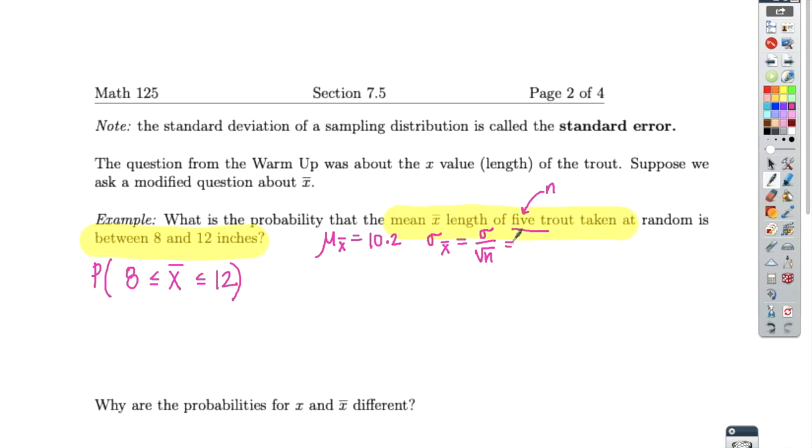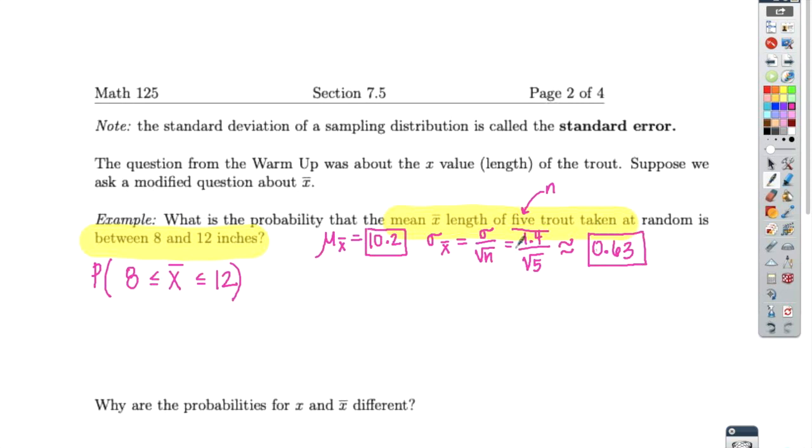Now our original standard deviation, sigma, was 1.4. And now we're going to divide that by the square root of the sample size, in this case 5. So 1.4 divided by the square root of 5. I'm going to round this to 2 decimal places. So when I throw that into my calculator, I get 0.63.